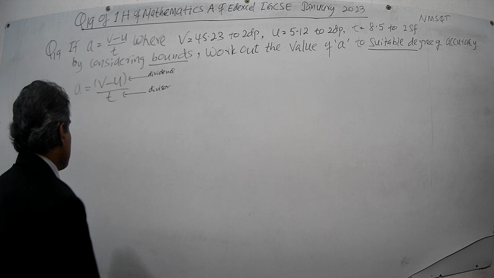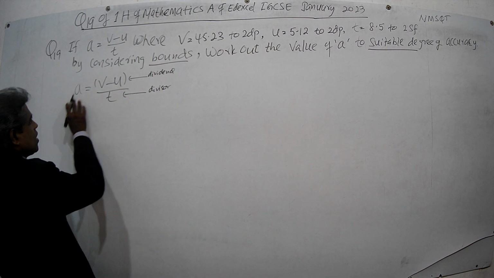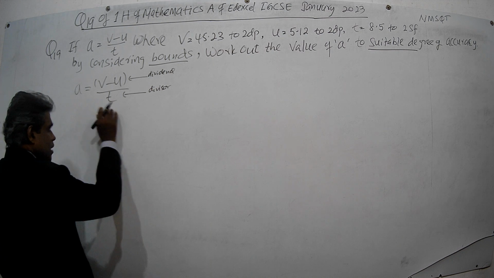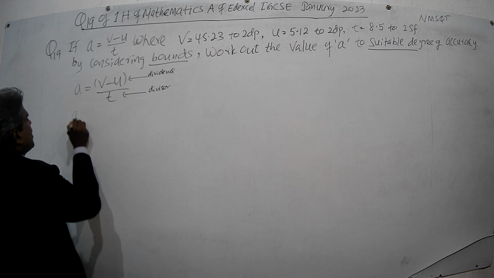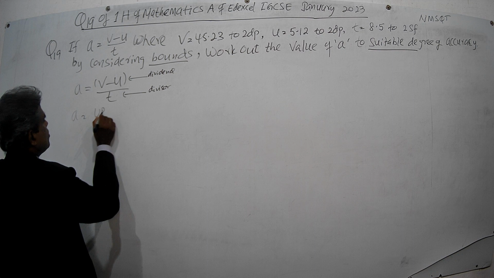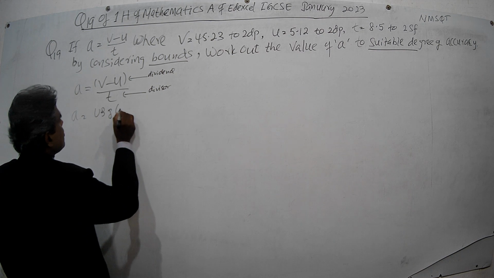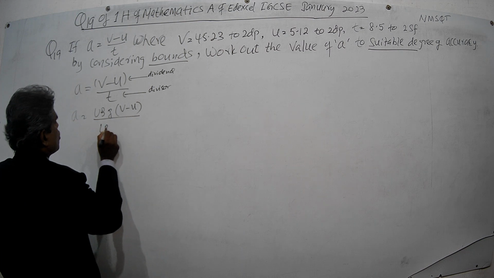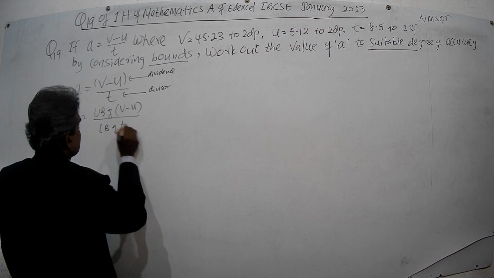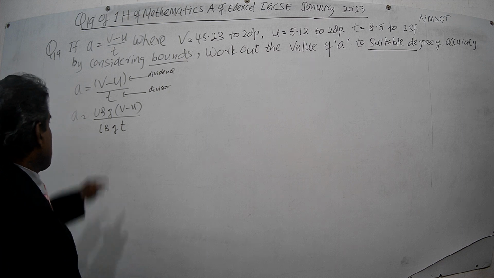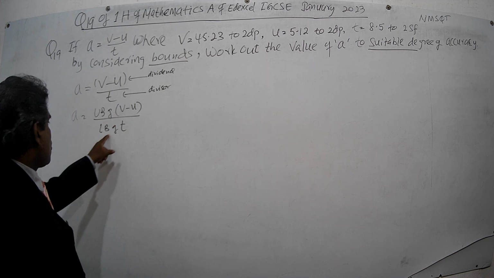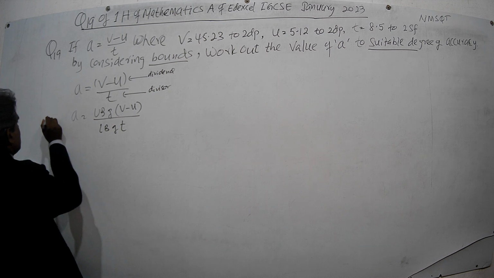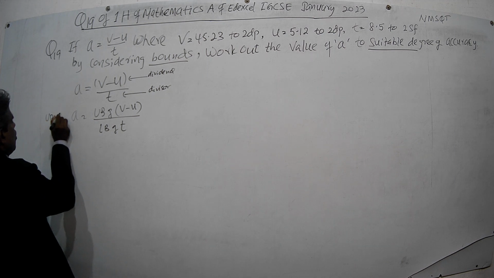Then we will find the upper bound of A. The upper bound of A equals the upper bound of V minus U, divided by the lower bound of the divisor T. Now we have to find the upper bound of V minus U and the lower bound of T. This is the upper bound of A.